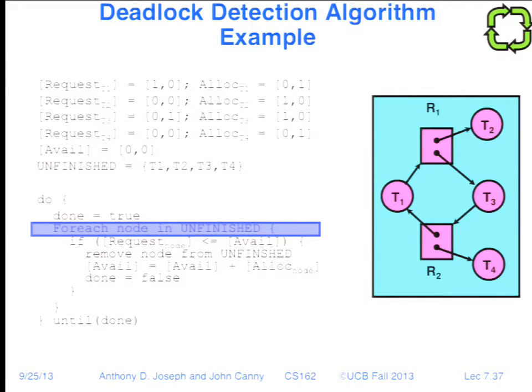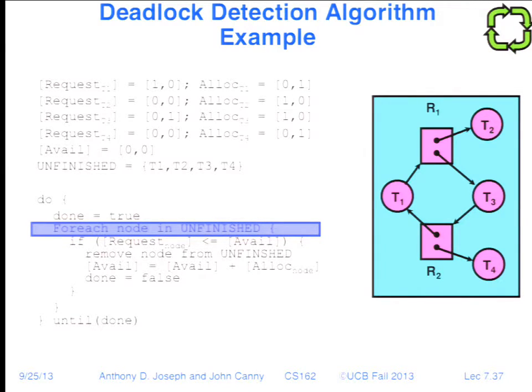All right, so here's our collection of objects again. There are two resources, so each vector is a vector of two elements. This is the count of resource number one that thread one is requesting, and this is the count of resource number two that thread one is requesting. In the beginning, we've allocated thread T1 one copy of resource number two. That's the arrow there. In other words, this arrow is the allocation, and this request is the request vector. Similarly, the other arrows are represented in these request and allocation vectors.